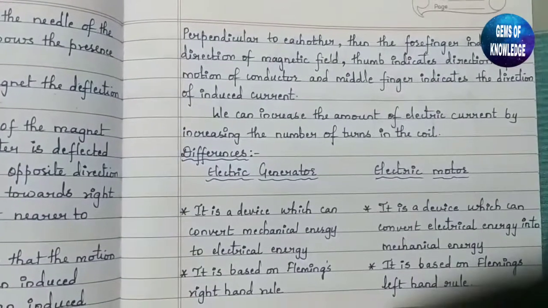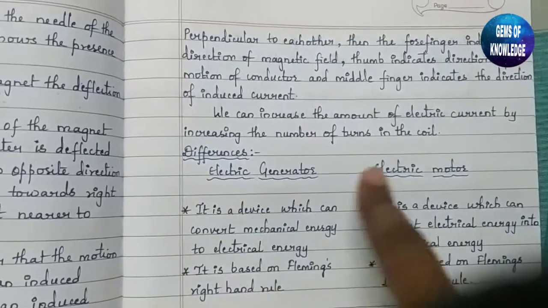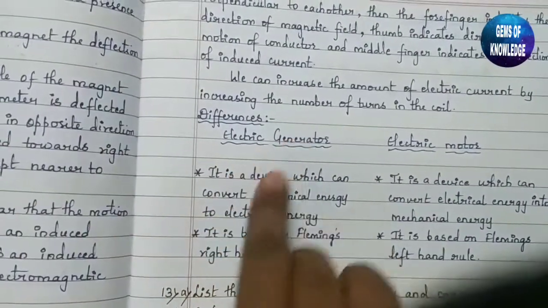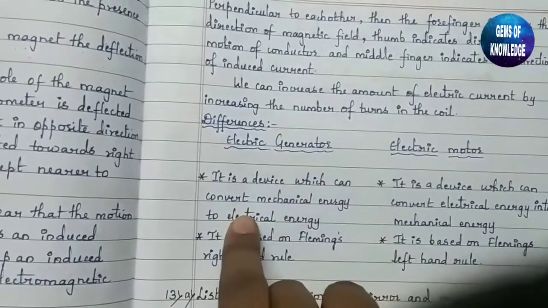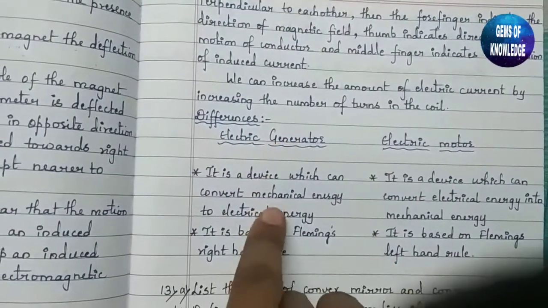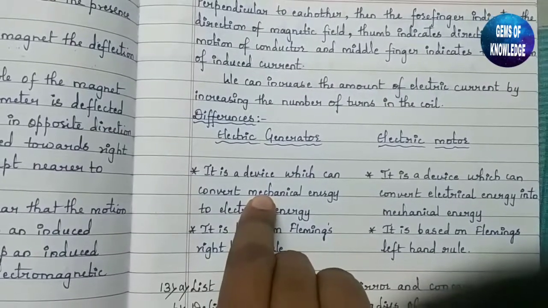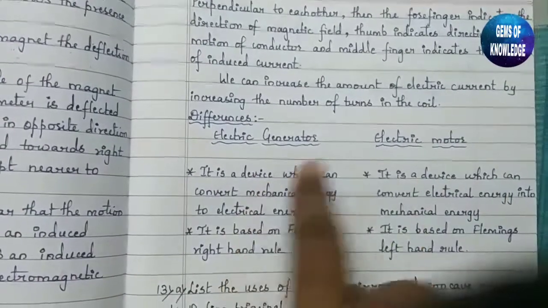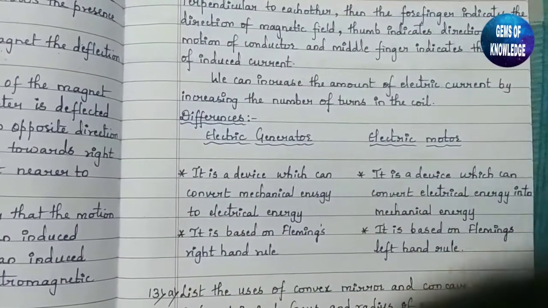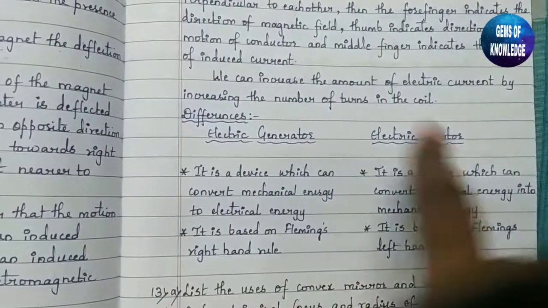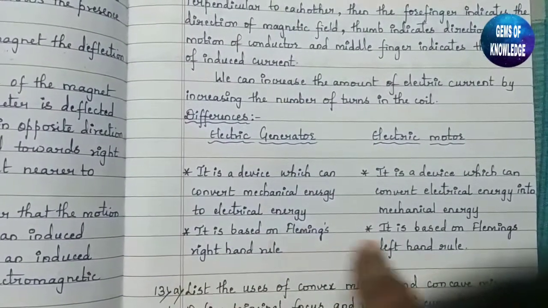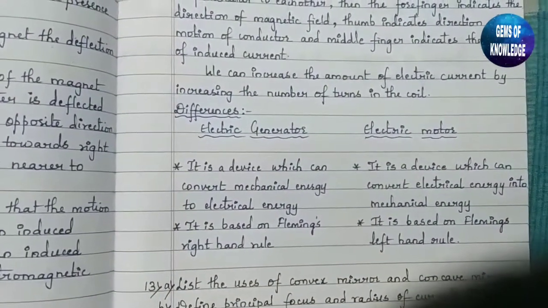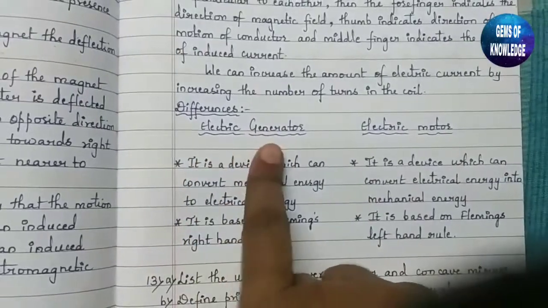Now the difference is asked, between the electric generator and the electric motor. The basic difference is that a generator is a device which converts mechanical energy into electrical energy. And the electric motor is the reverse of that. It is the device which converts electrical energy into mechanical energy. The generator is based on Fleming's right hand rule, whereas the electric motor is based on Fleming's left hand rule. These are the two basic differences between an electric generator and an electric motor.